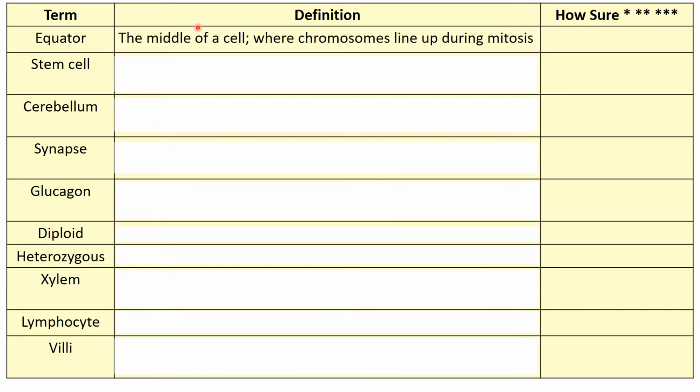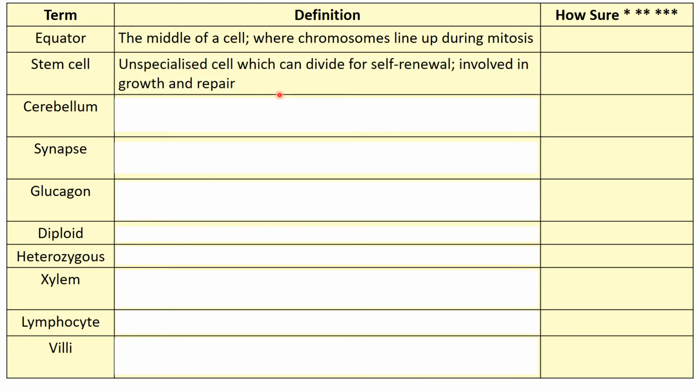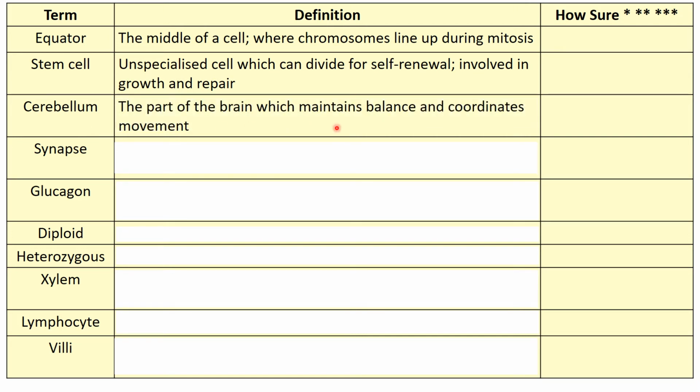So the equator is the middle of the cell, and that is where chromosomes line up during mitosis. So we covered that during cell division. Stem cell is an unspecialized cell, and it can copy itself, and it's involved in growth and repair. Cerebellum, part of the brain, can you remember what happens there? So that is the part of the brain which maintains balance and coordinates movement.